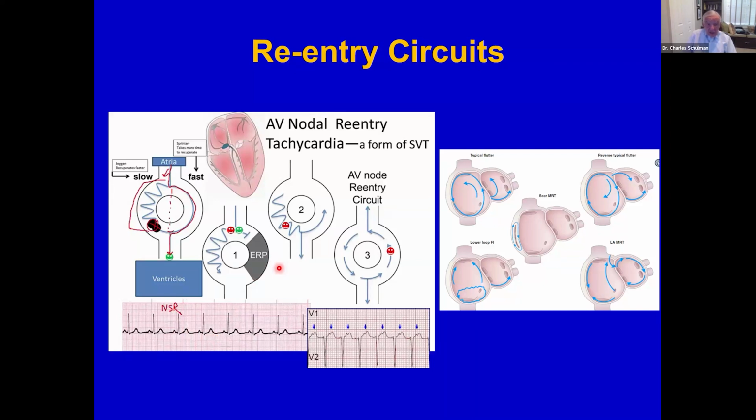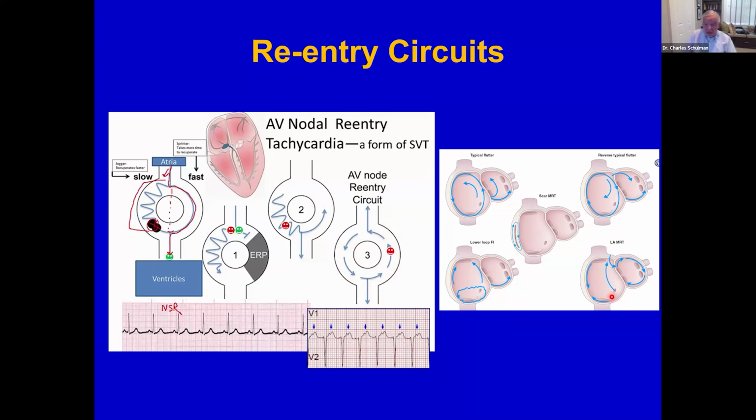So reentry occurs when there's a block in the fast pathway. The impulse travels slowly down the slow pathway, and by the time that it gets here, this is no longer refractory, it's excitable, and so you get retrograde conduction and a circular, or the British call it circus, motion. And that sets off the arrhythmia as shown here. So here's the R wave, here's the P wave over here, showing it's a circular motion.